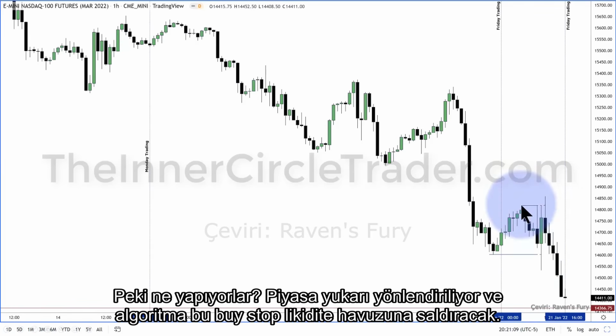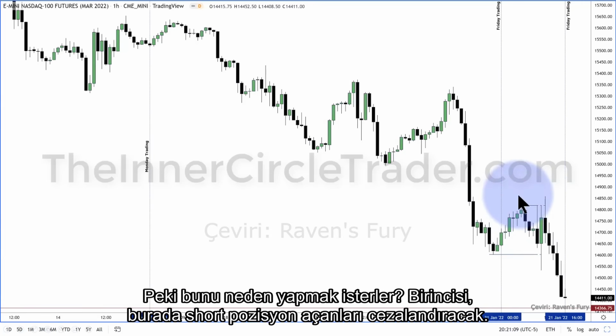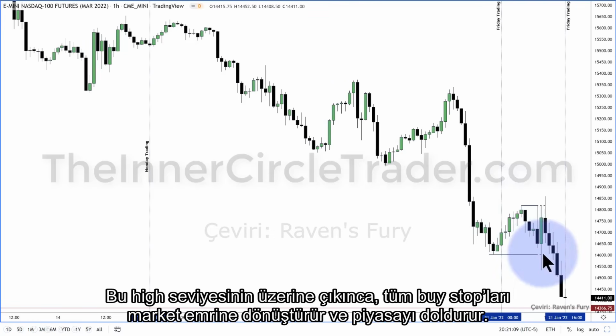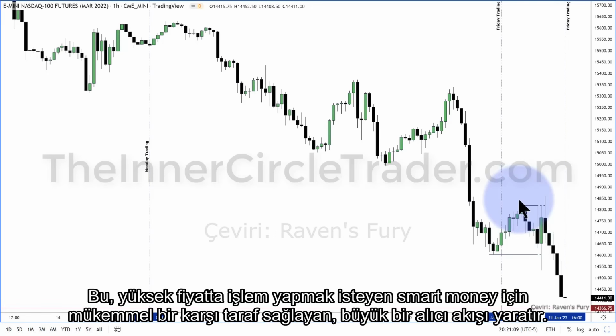So what are they doing? The market's being driven higher, and the algorithm is going to attack that buy stop liquidity pool. Why would they want to do that? Number one, it's going to punish those individuals here that went short. When it drives above this high here, it sends all those buy stops into market orders, flooding the marketplace. That gives a huge influx of willing buyers at a high price, which is the perfect counterparty to smart money that wants to sell at a high price.